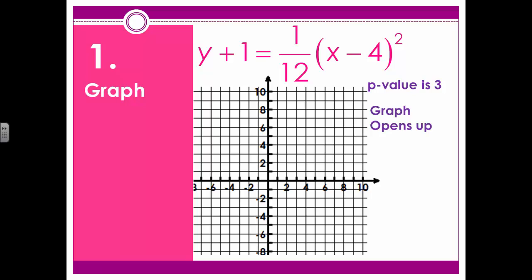Next thing we need is our vertex. It's (h, k). H is next to the x, k is next to the y. When you bring these numbers out, we change our signs. Now plot this on your graph paper. Now it's time to go back and visualize the way the graph is opening. So I have to think the graph opens up.